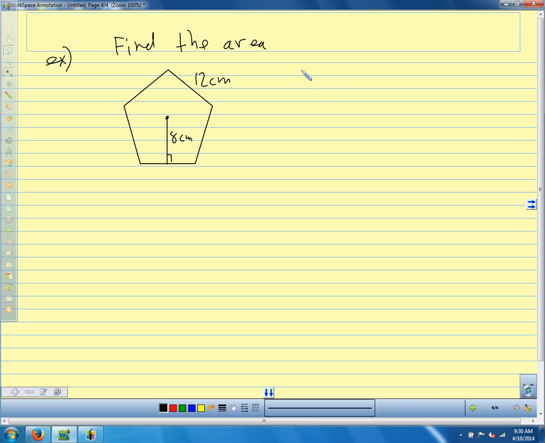So we know that our area is 1/2 the apothem times the perimeter. Do we have the apothem here? Is that segment the apothem? Yes. From the center, 90 degrees to one side. So our apothem equals 8.